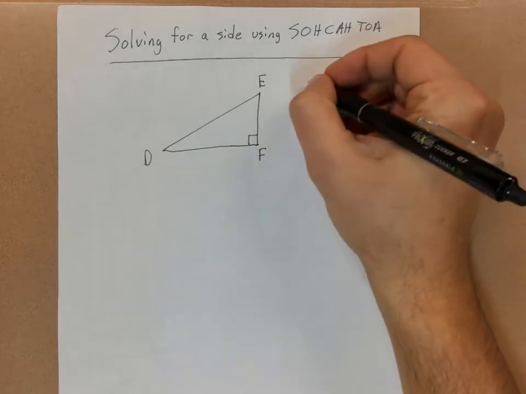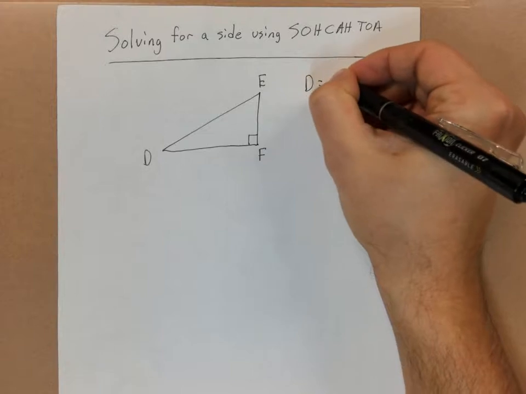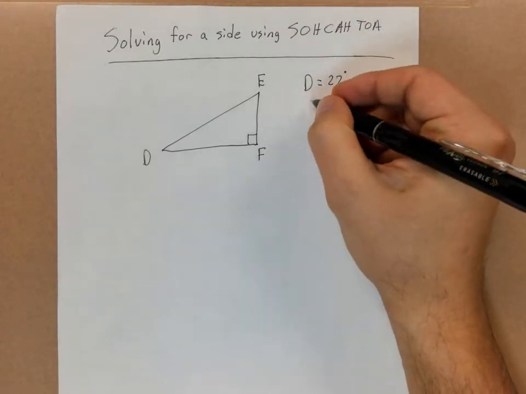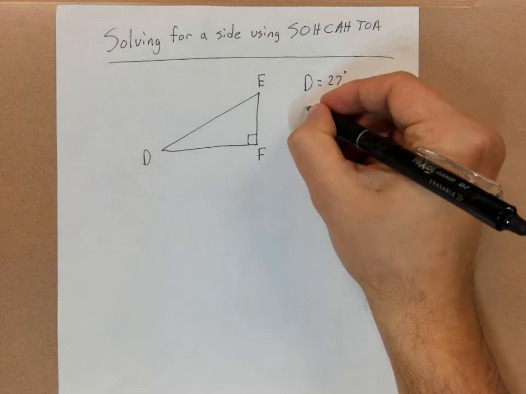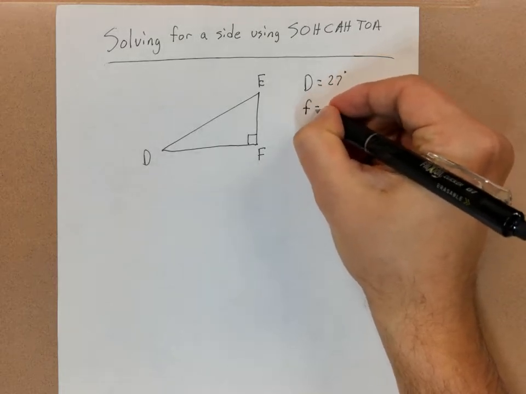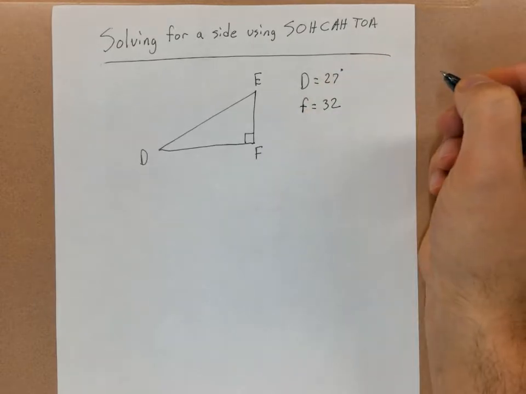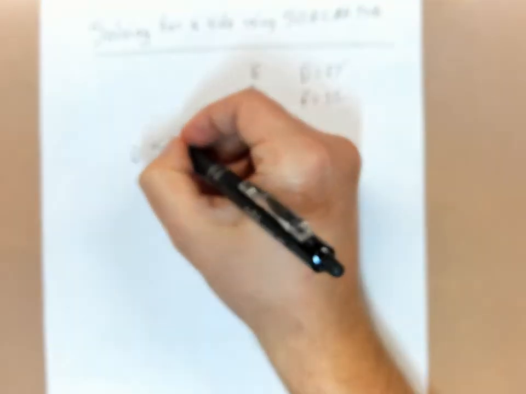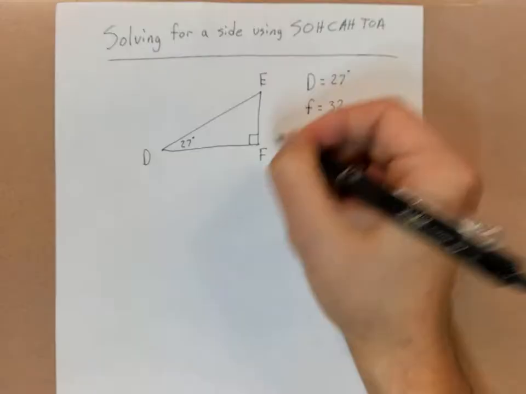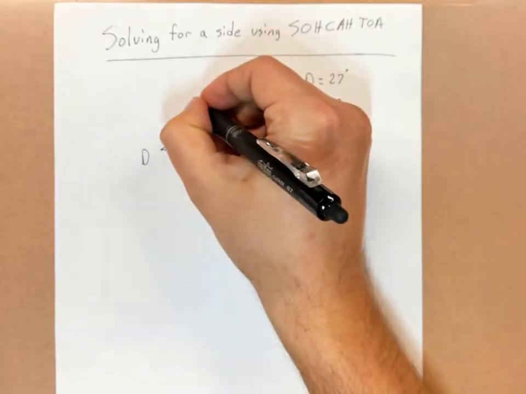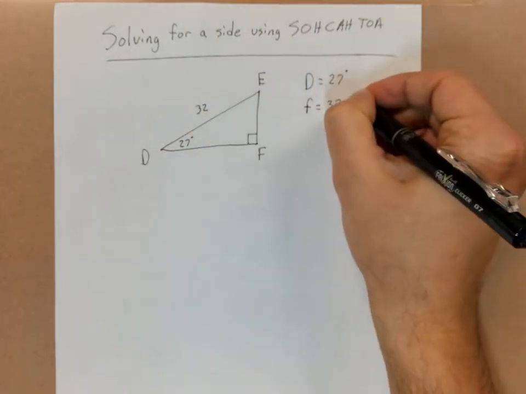So let's pretend that they told us that angle D is equal to 27 degrees, and let's say that they told us that the side F is going to be 32. So to label this, I'm just going to write this angle in here is 27 degrees. Now little f is always the side opposite big F, so this will be 32. We'll give it a unit, we'll say feet.